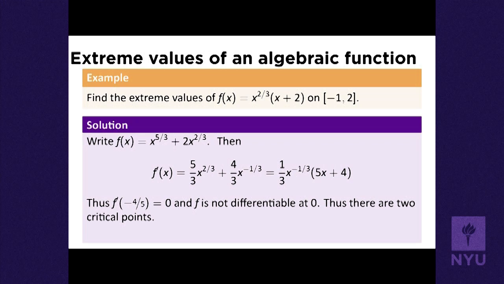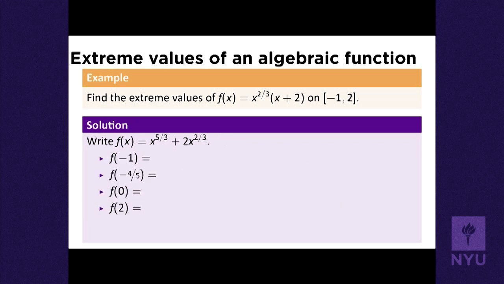Okay, so two critical points. X is negative 4/5, the derivative is 0. X is 0, the derivative is not defined. So add to that the two endpoints, negative 1 and 2, and these are the four points that we have to check: f of negative 1, f of negative 4/5, f of 0, and f of 2. Now, what do we evaluate at those points? Oh, yeah, question? Should it be 4/5 or negative 4/5? We want 5x plus 4 to be 0, so x has to be negative 4/5. Yep.